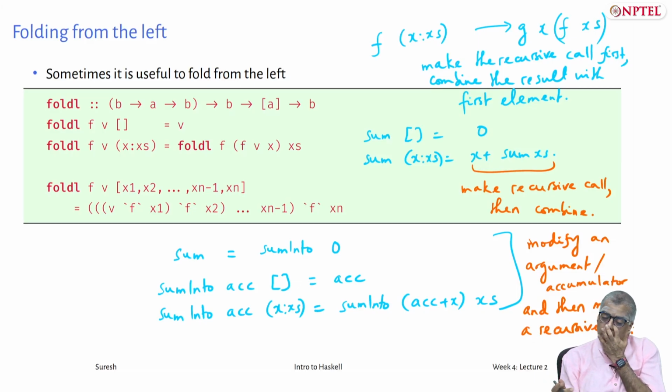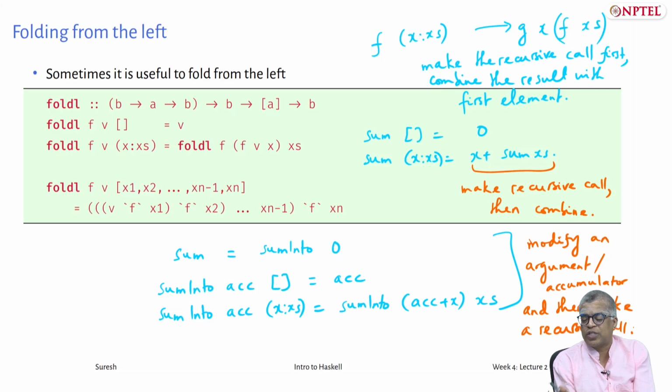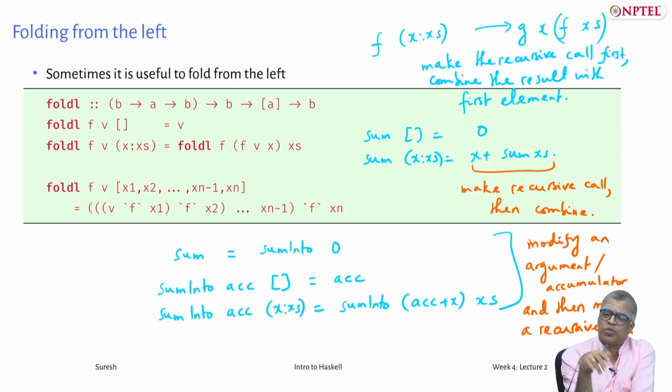Right, so these are two different patterns, and fold R corresponds to the first pattern where you first make the recursive call and then combine. Fold L corresponds to this pattern where you keep an accumulator or some such argument which you keep on modifying, and you first modify the accumulator and then make a recursive call.